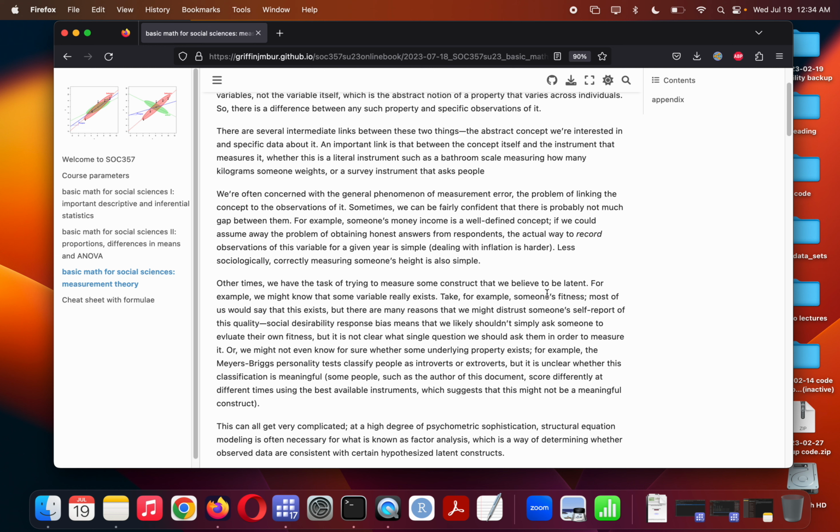You might take someone's fitness. So a little more specifically, most of us would say that fitness exists in some sense, but there are many reasons that we might distrust someone's self-report of this quality. So we've got social desirability response bias, but here, unlike in the income example, where if we could just get people to honestly answer the income question, it's not totally clear that we could get someone to accurately answer any sort of fitness question. For example, maybe you care a lot about cardiac fitness.